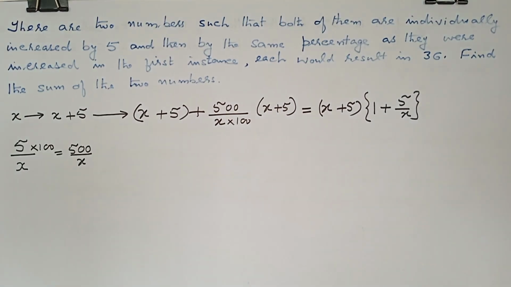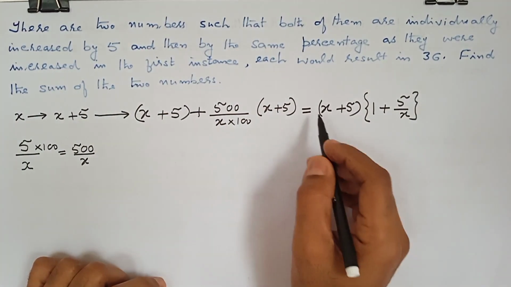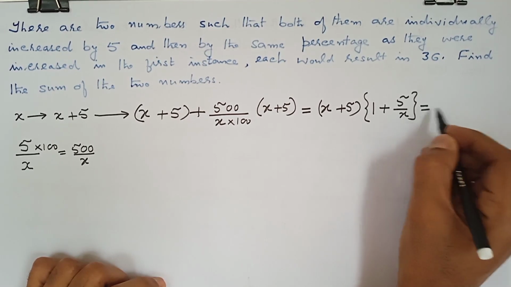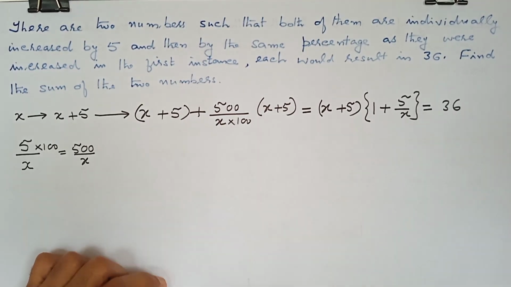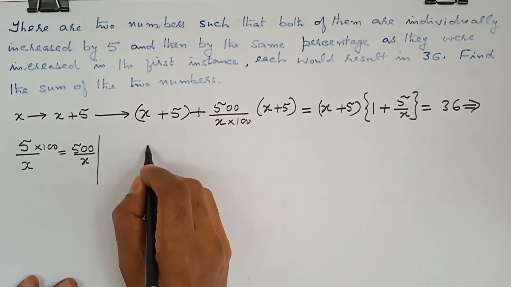This is what you're going to get by simplifying this. And the problem says after doing these two increases, the number results in 36. That means this is equal to 36. Now you further simplify this.